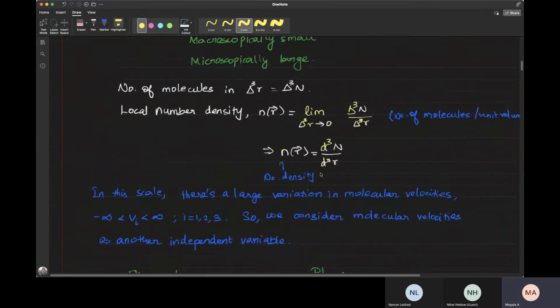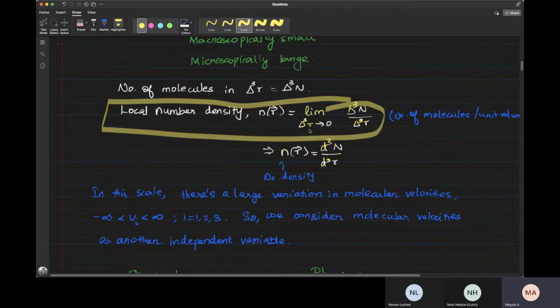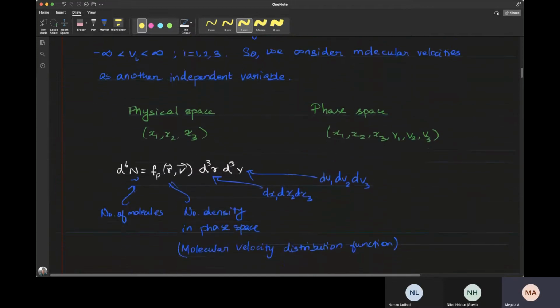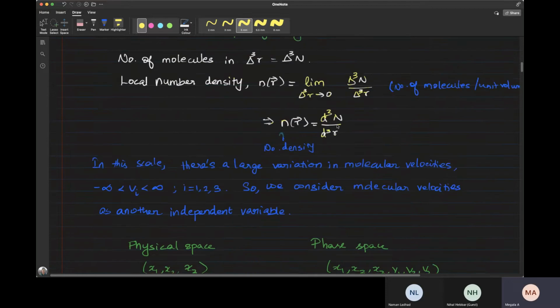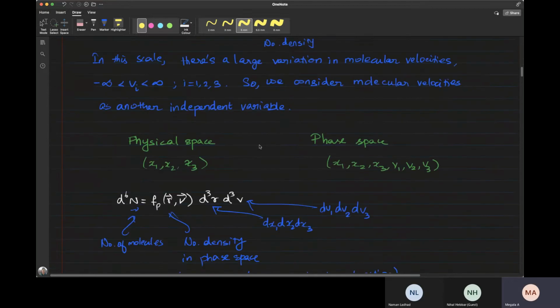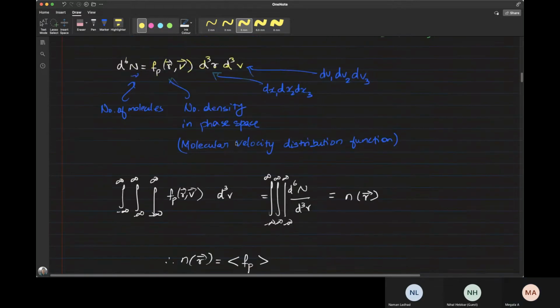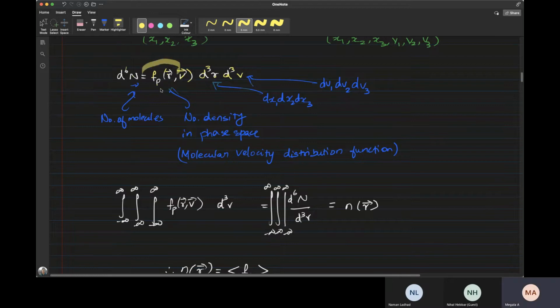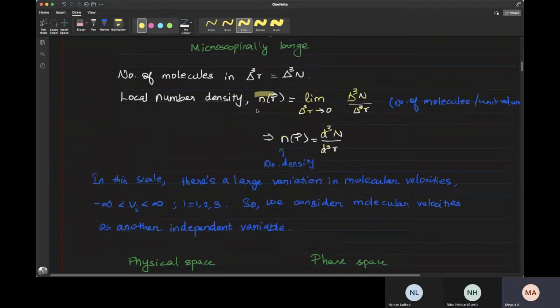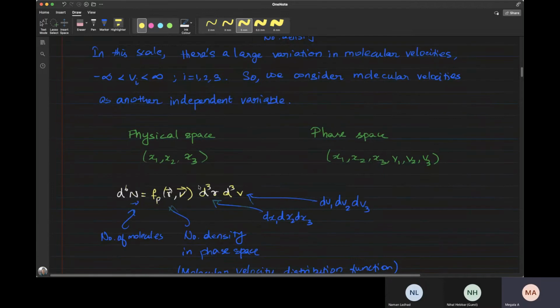So let us now write the same expression, this number density itself, for some volume in phase space. Previously, it was written for some volume in physical space. Now this is the number density in phase space, and this is the number of molecules, and this represents the volume of the element in phase space. This is the volume in physical space, and this is the volume in velocity space. So this is actually our number density now. This is equivalent to n of r, but it's a function of velocity also.